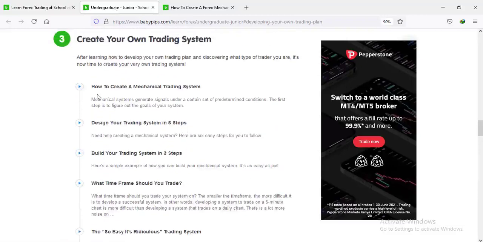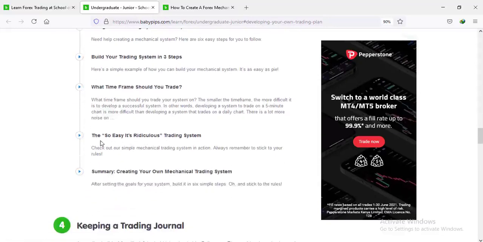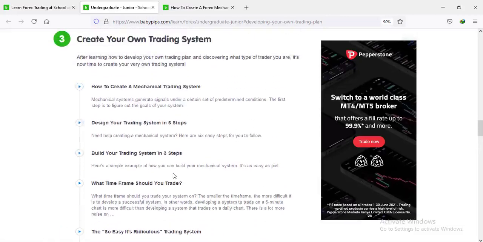The very first one says how to create a mechanical trading system, then design your trading system in 6 steps, build your trading system in 3 steps, what time frame should you trade, so it's easy ridiculous trading system, and then a summary, creating your own mechanical trading system. So let's dive right into 9.3.1, which is how to create a mechanical trading system.